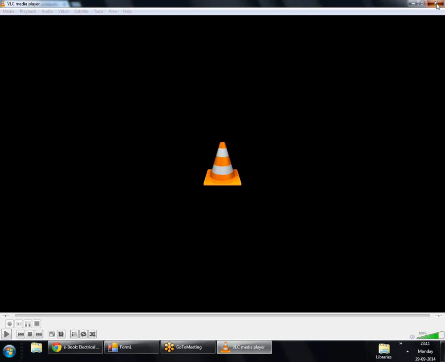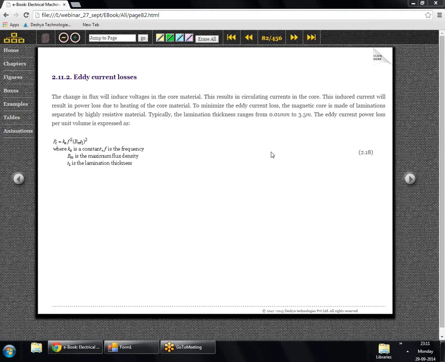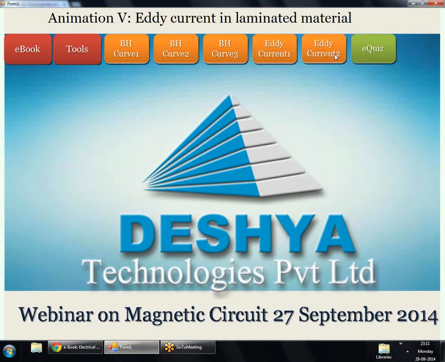Now comes the fundamental question: how to reduce these eddy current losses? To reduce the eddy current losses, we have to increase the electrical resistivity of the ferromagnetic core, and the resistivity of the ferromagnetic core can be increased by laminating the cores. This is discussed in the book in detail, but we will try to see the impact of lamination through this animation.